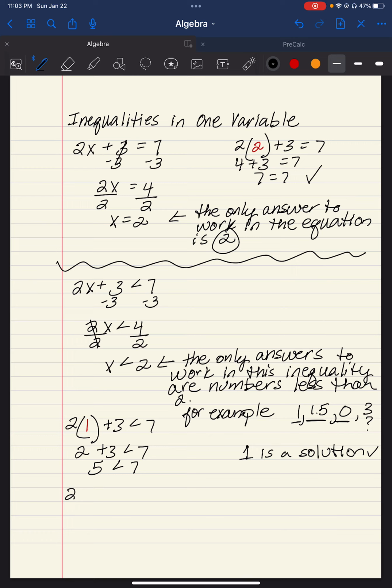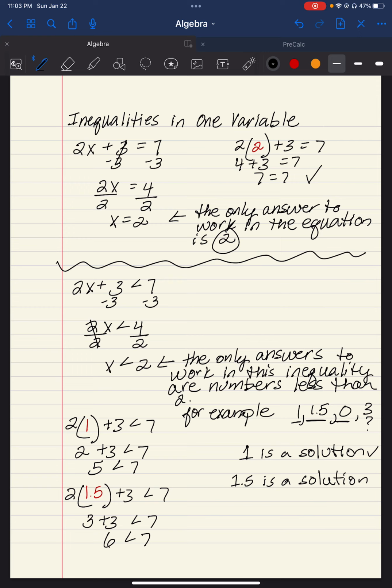So that's true. What happens if we plugged in 1.5? 2 times 1.5 plus 3. Is that going to be less than 7? Let's see. 2 times 1.5 is 3. 3 plus 3 is 6. 6 is less than 7. This is true also. So 1.5 is a solution. Same is going to be true for 0.